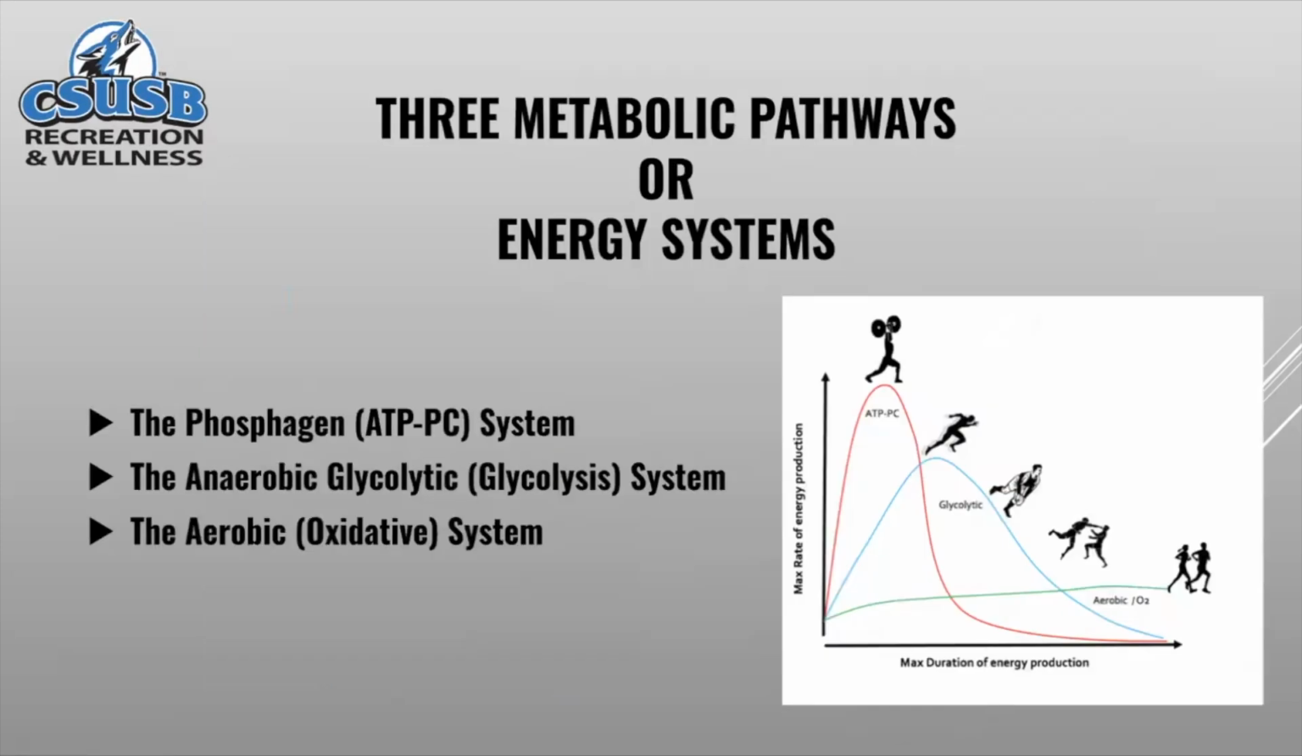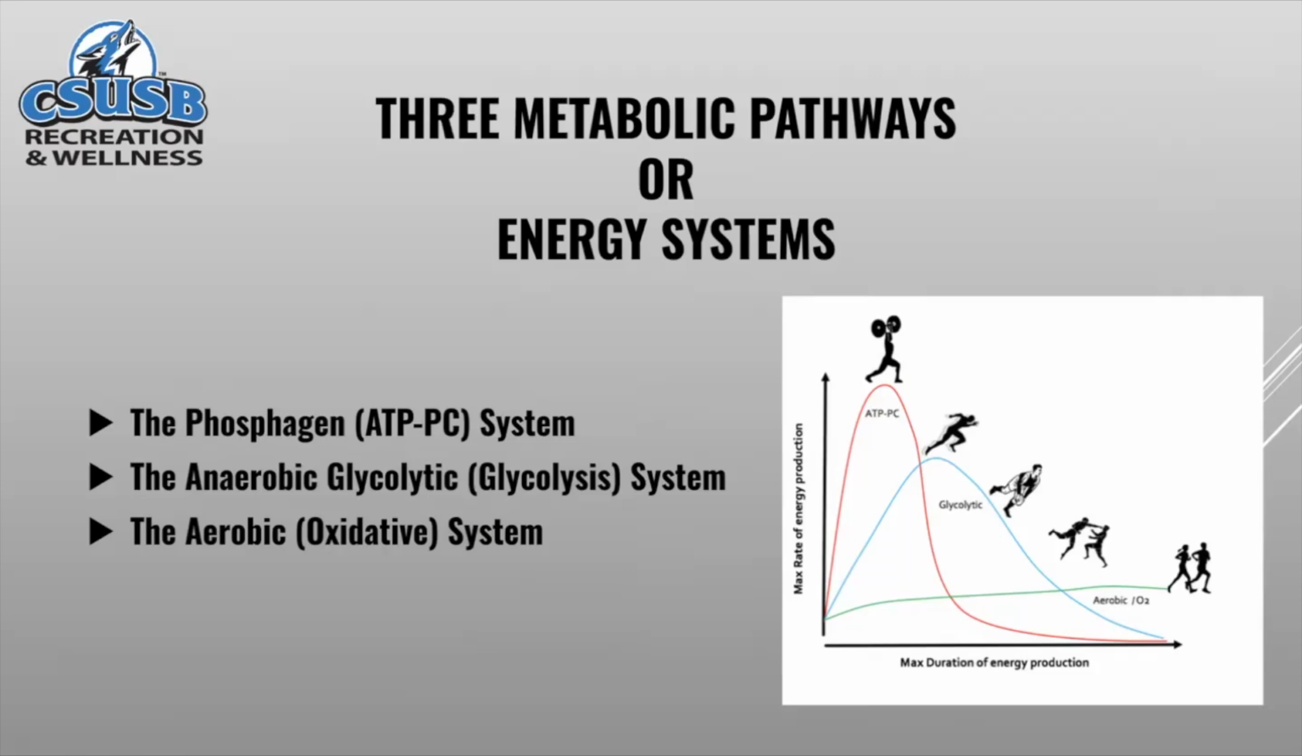So going into, we have our three metabolic pathways, right? Three different energy systems, methods that our body can use to create energy. First, we have the phosphagen system, the ATP phosphocreatine system, the anaerobic glycolytic, or just called the glycolytic system, glycolysis, you might have heard before. And then lastly, our oxidative system.